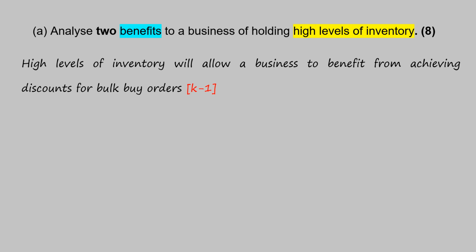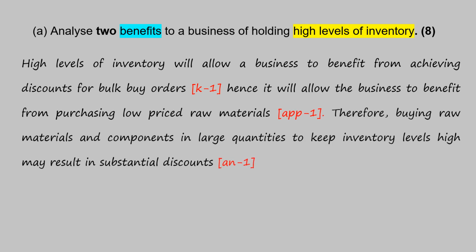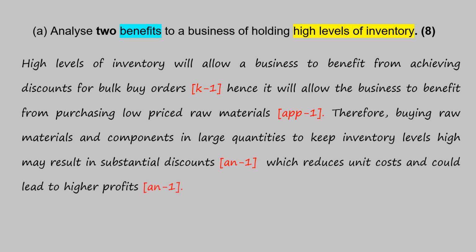Say high levels of inventory will allow a business, the second part, to benefit from achieving discounts for bulk buy orders. Achieving discounts for bulk buy orders is the knowledge point. Hence, it will allow the business to benefit from purchasing low price raw materials. Low price raw materials. What will happen? Therefore, buying raw materials and components in large quantities to keep inventory levels high may result in substantial discounts. D'accord? Which reduces costs and could lead to higher profits. Bon, voilà.